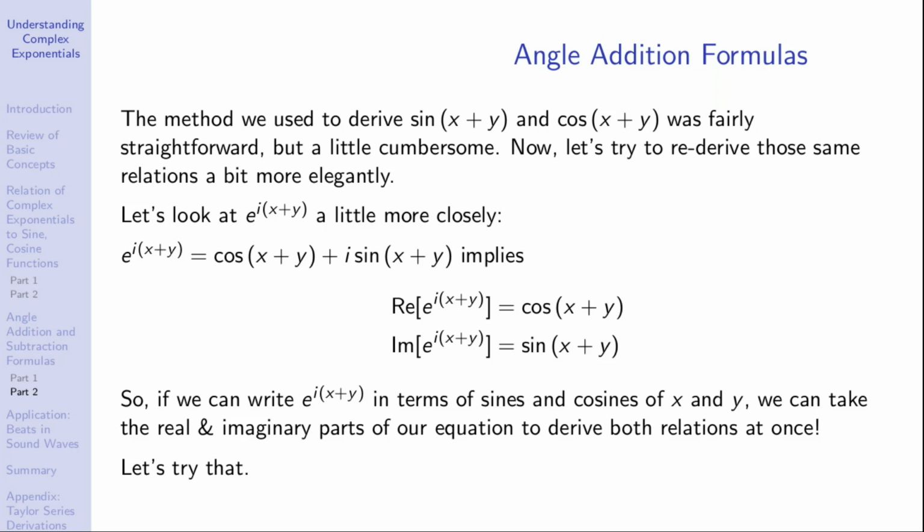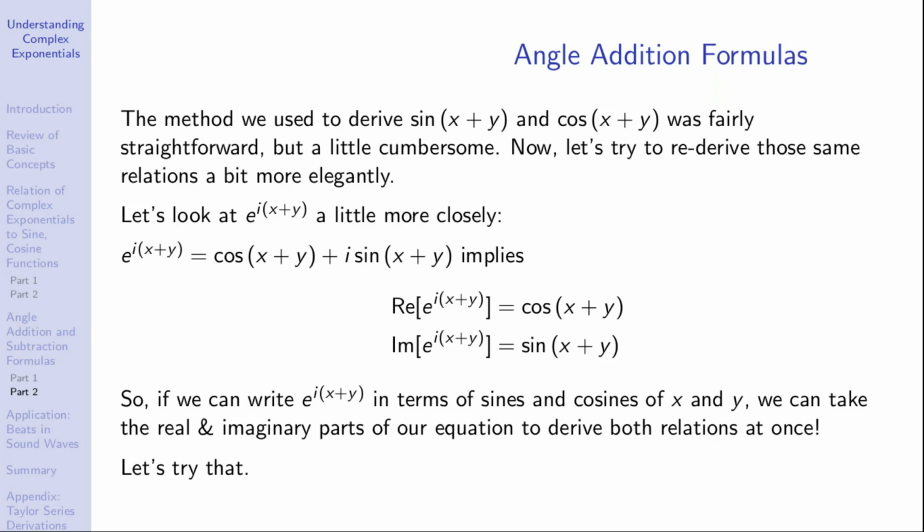e to the i(x plus y) is equal to the cosine of (x plus y) plus i times the sine of (x plus y). And this implies that the real part of e to the i(x plus y) is equal to the cosine of (x plus y), and the imaginary part of e to the i(x plus y) is equal to the sine of (x plus y).